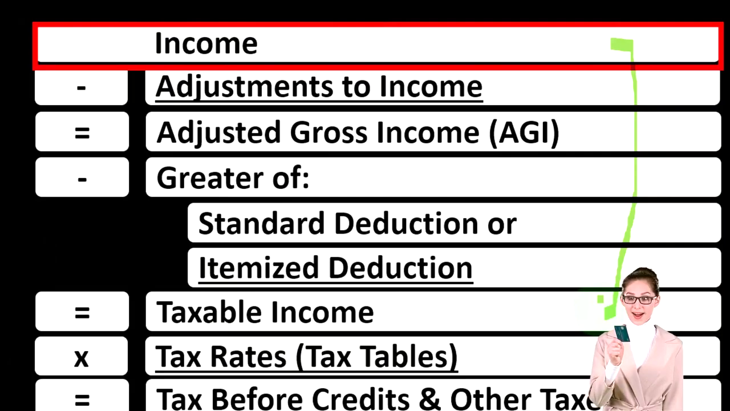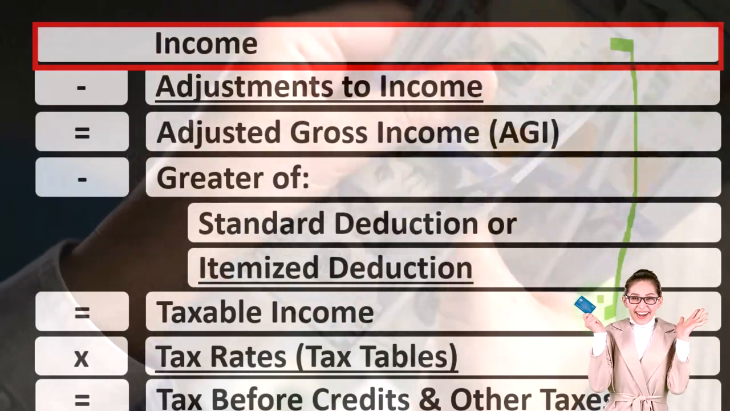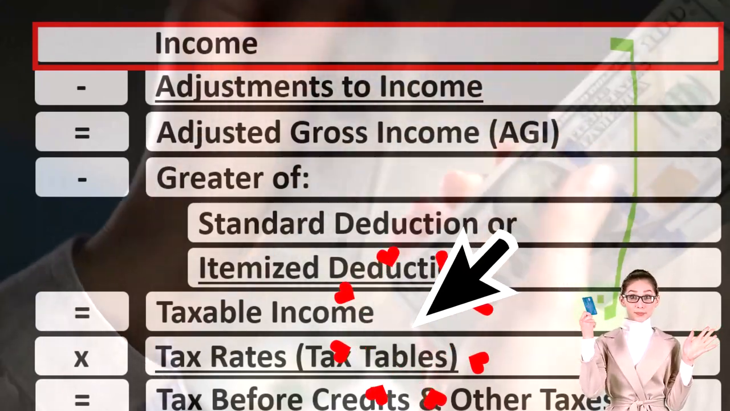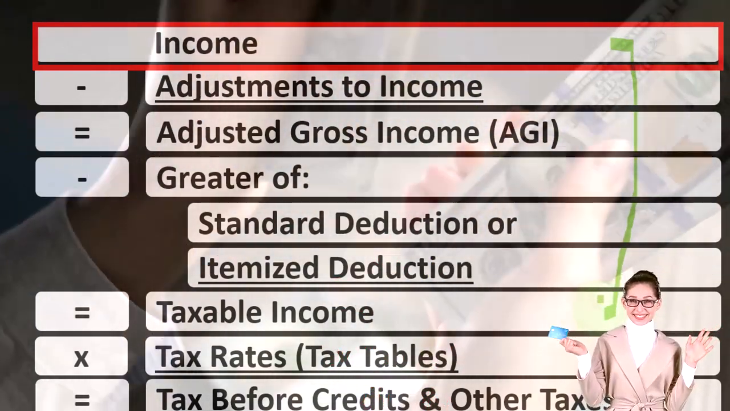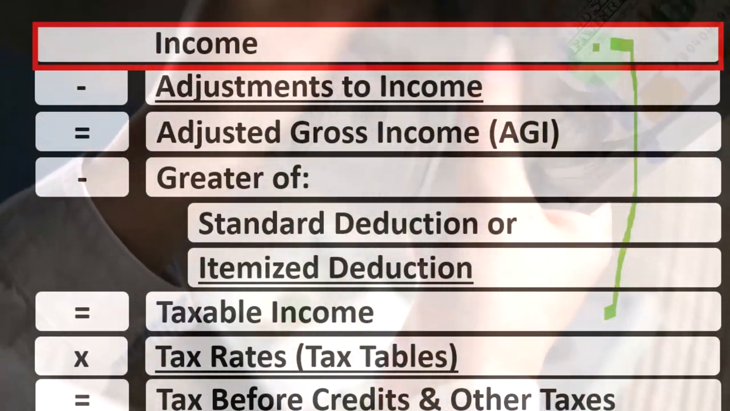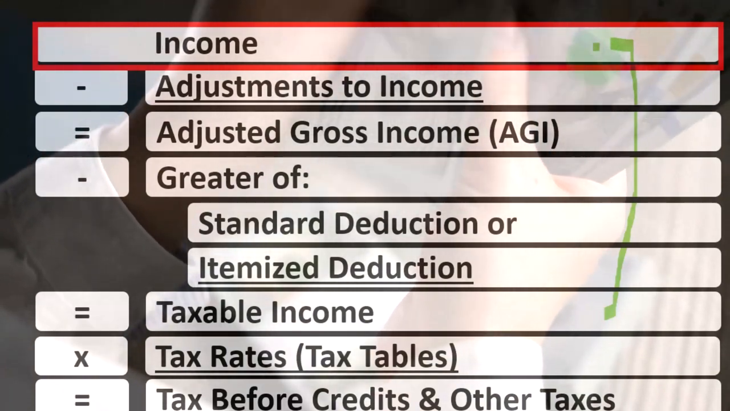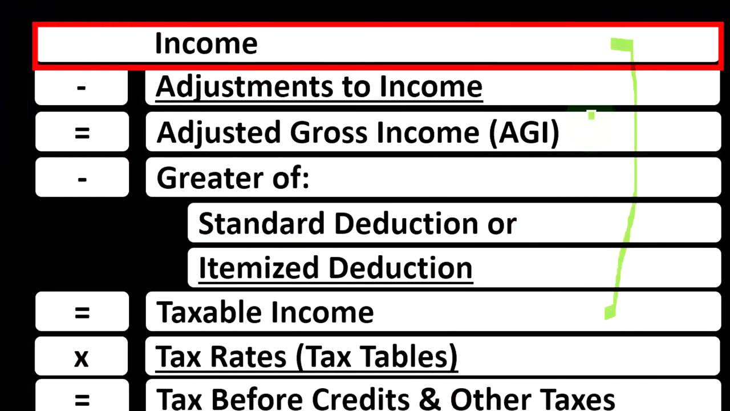Our goal for taxes is flipped on its head. It's basically the opposite in that we want the taxable income to be as low as possible. Therefore, we want our income line to be as low as possible and our deduction lines, the equivalent of the expenses, to be as high as possible.